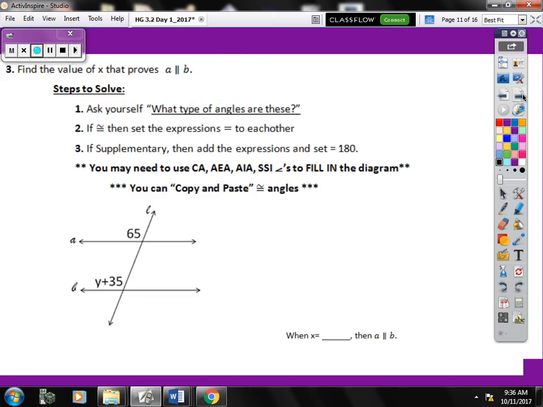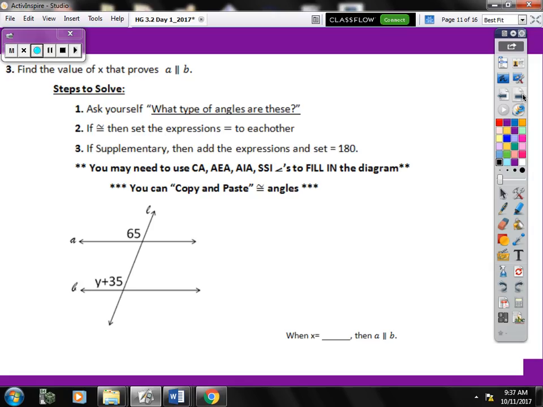All right, the rest of the problems are actually really similar to the ones that we've already done where we found x or solved for x. The only difference is that they're not going to tell you the lines are parallel. They're going to say, find the value of y that proves the lines are parallel. You're doing the same thing you've done before. You're identifying the angle pair.